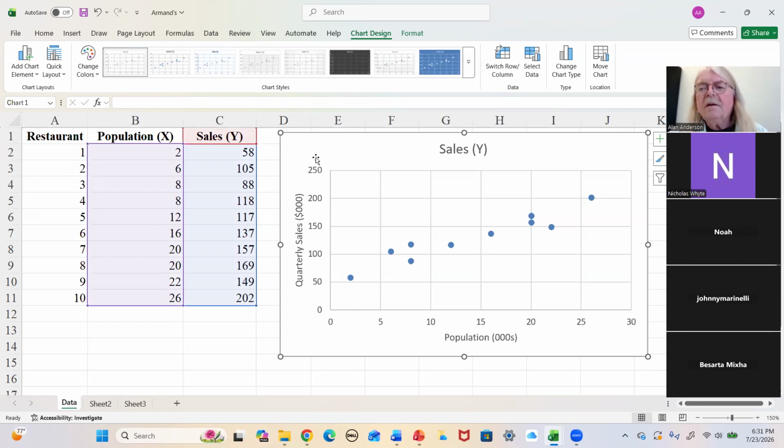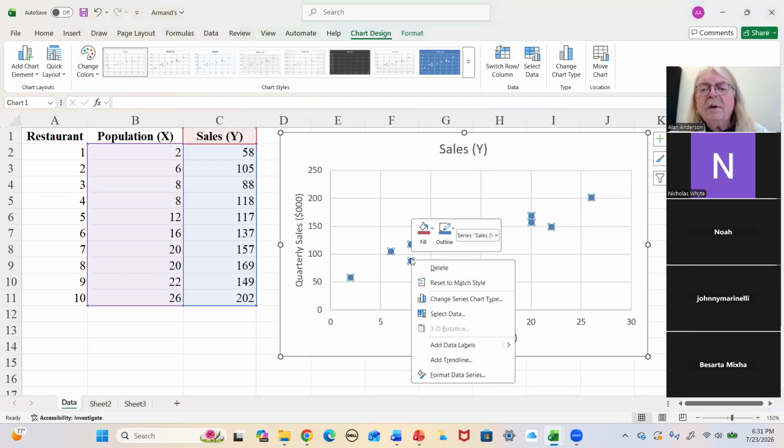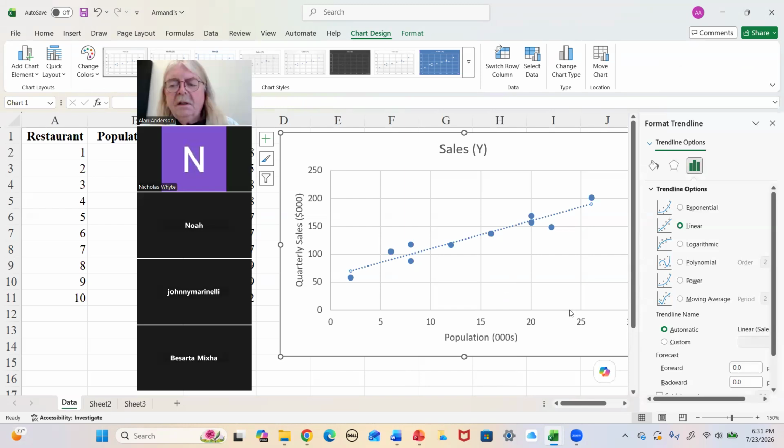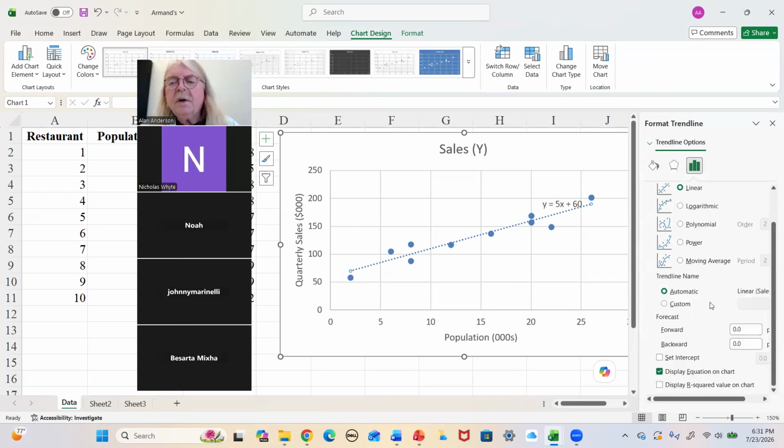Now, the important part though is coming next. Now, I hope this is not going to be a problem on anyone's computer. If you right click any of these points, it should give you a pop-up menu that says Add Trendline. But that's not enough. What we need to do is come down here and click Display Equation on Chart. So is that working for everyone? Yes. And you notice it looks kind of familiar. That is our regression equation.